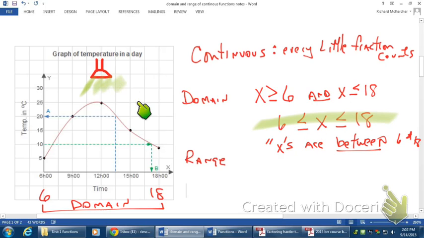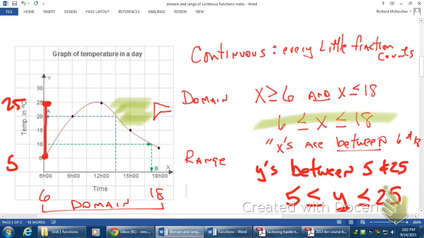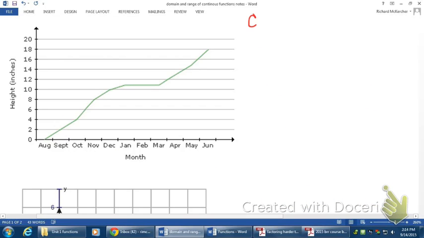Now I change my flashlight over here, and this time I shine it sideways. And where's the shadow? Well, the shadow is between 5 and 25. So I write down all the y's between 5 and 25. And that's how I write down my range. Let's try a couple more and then I'll just let it go and you can watch. Here's another one. It is, again, continuous because notice there are no breaks in my line.